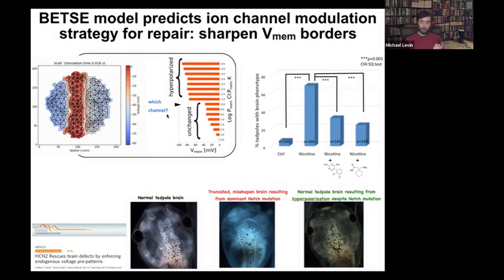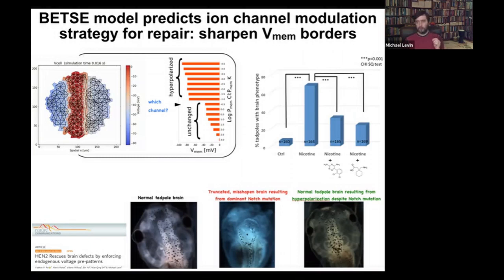And the model told us there's a particular channel, HCN2, which can help us sharpen these boundaries, even though there are massive defects in the Notch signaling and with these various other pathways. You can still reinforce these boundaries by opening HCN2. And sure enough, if you do it with drugs, or if you just misexpress HCN2, you can get back to a normal brain shape, a normal brain gene expression, and in fact, normal IQ. These animals get their behaviors back and their learning rates back. So here's what this is.